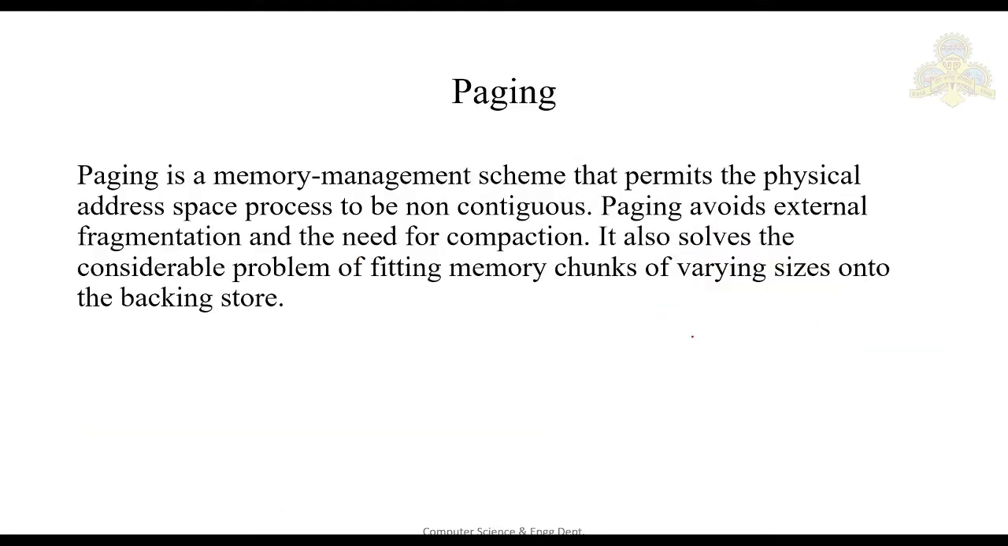As we all know, paging is a memory management scheme that permits the physical address space of a process to be non-contiguous. That means suppose you consider this as your main memory, we will have your operating system, right? Then suppose you have a process P1, say it is of 5 MB. In the contiguous allocation, what we had done is that the entire process P1 was kept like this, right?